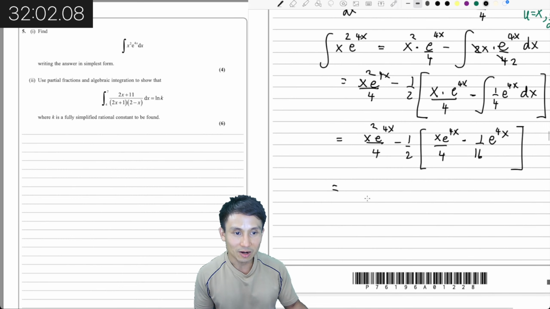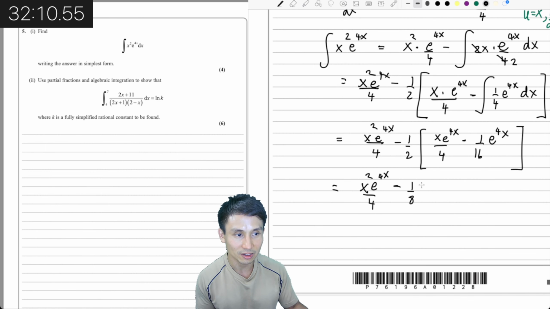So we expand all the signs. We get x e to the 4x over 4. That is 1 over 2 times 1 over 4, so we get 1 over 8 x e to the 4x. Multiplying the 1 over 2 into 1 over 16, we get plus, because that's minus and minus, plus 1 over 32, and then e to the 4x.